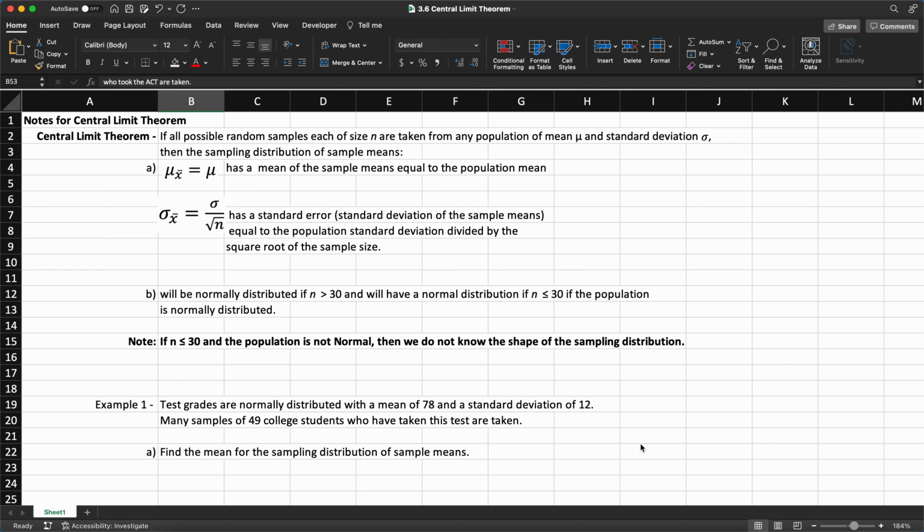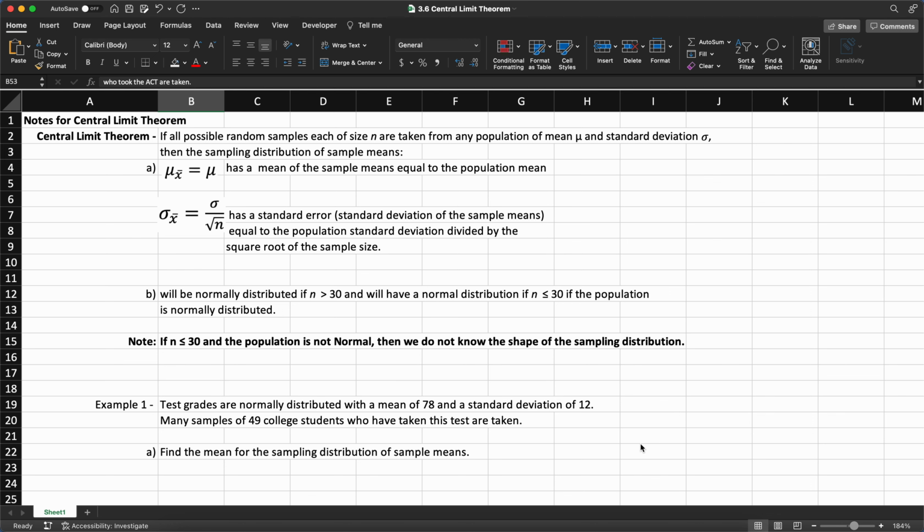Hey everyone. In this video, we're going to talk about the Central Limit Theorem and sampling distributions. So if we have a population of mean mu and standard deviation sigma, we can take samples from that population of size n.